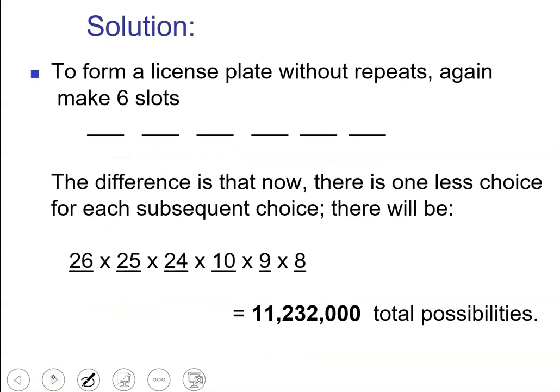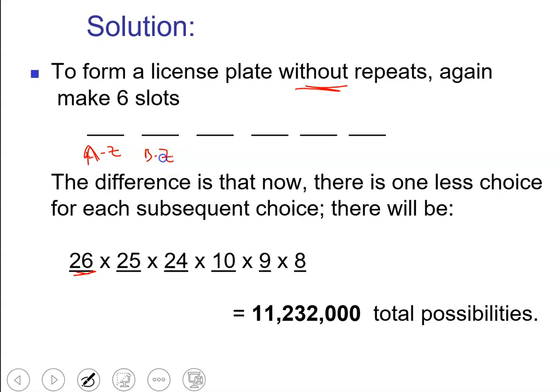The second part of the question. Okay, so now we want it without repeats. So no repeats. So again, let's think about this. I still have all my letters for the first slot. So I have A through Z. So that gives me 26 right here. But I have to take one away. I don't know what letter it is. I don't know if it's A. I don't know if it's Z. I don't know if it's M. But I'm taking one away.